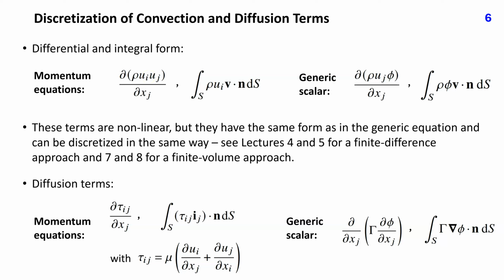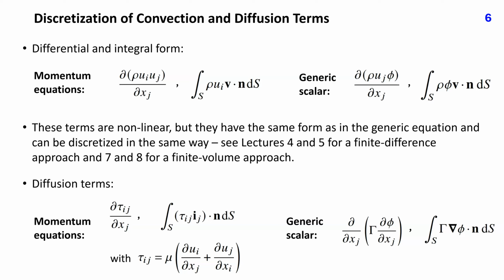The convection terms in the momentum equations look the same as in the generic transport equation when phi is replaced by the velocity components ui. As indicated in lectures 6 and 9, these terms are usually linearized using the Picard iteration approach, that is, taking the mass flux from the previous iteration and treating it as known. It is often said that ui is the convected velocity component, while uj contributes to the convecting mass flux. Discretization of convection terms follows principles described in lectures 4 and 5 for finite difference methods, and in lectures 7 and 8 for finite volume methods.